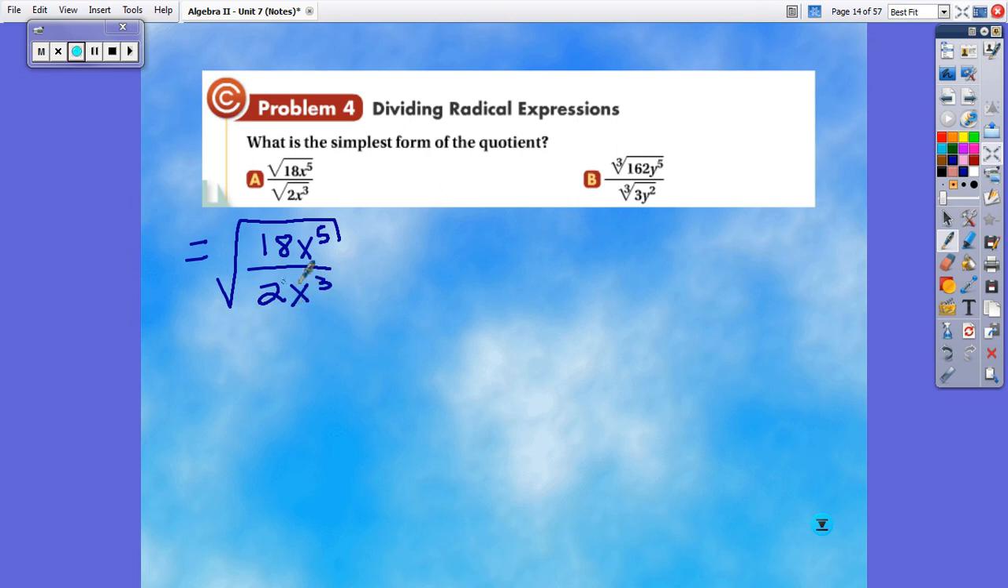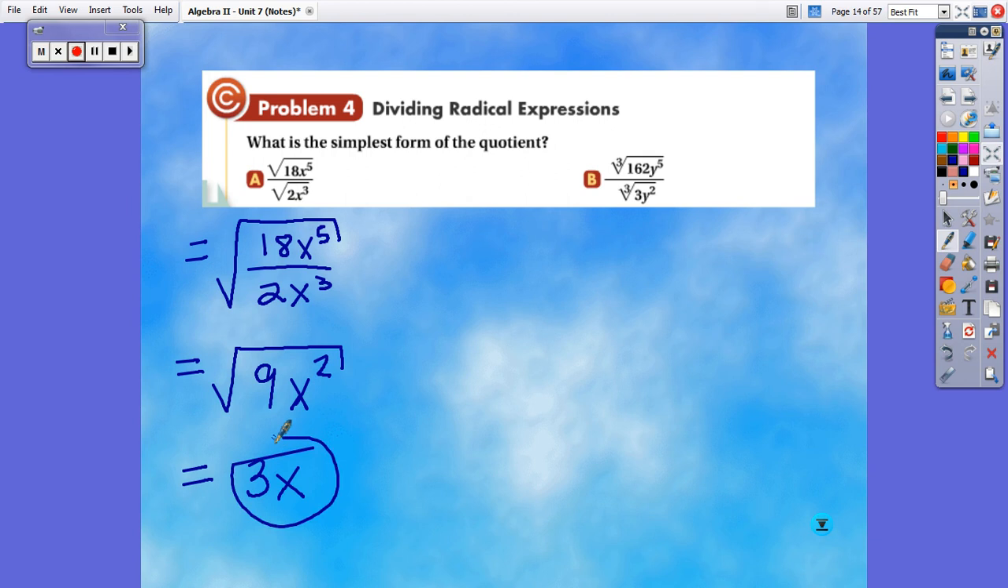And if I simplify within the radical first, that's going to give me the square root of 18 divided by 2 is 9. And if I have 5 x's on the top and only 3 x's on the bottom, that means I'm going to have 2 x's on the top and nothing left on the bottom. So I've simplified to this, and now it's become really easy to take the square root. The square root of 9 is 3, and the square root of x squared is just x, so your answer is 3x.